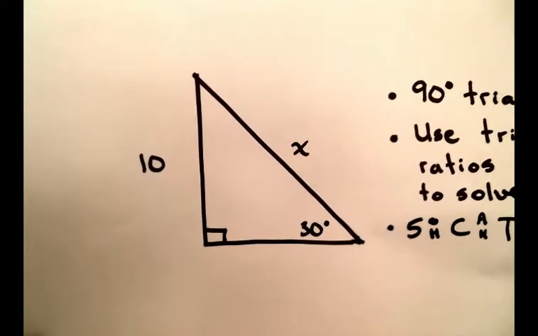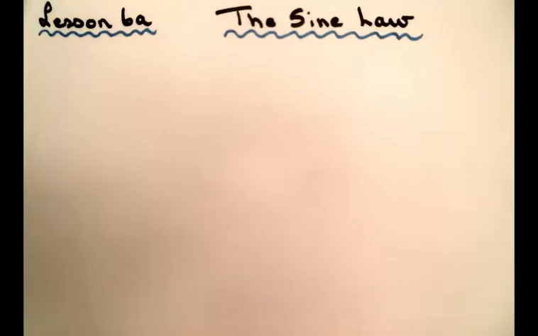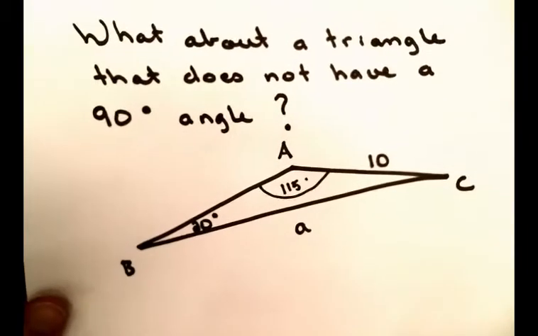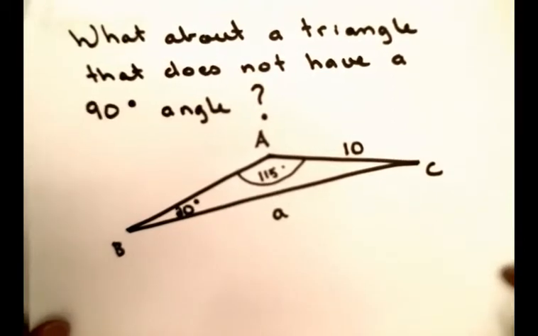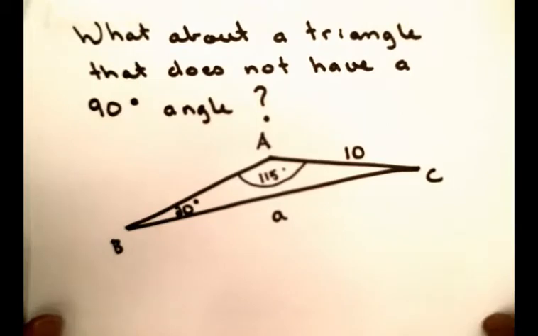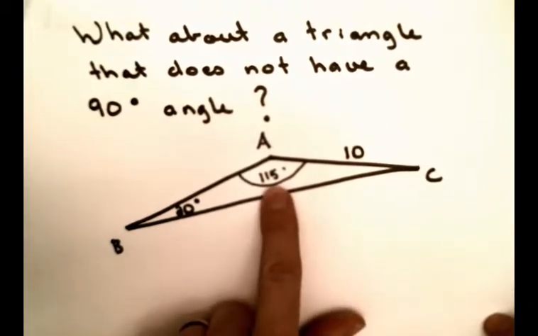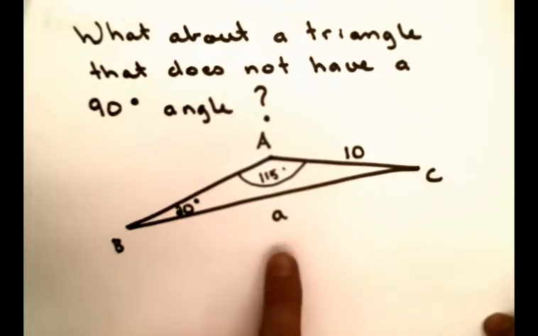Moving on though, what happens if we get a triangle that looks like the following? What about a triangle that doesn't have a 90-degree angle? Like this one, triangle ABC, and there's a big 115-degree angle here. You're told this one's 20, and let's say you want to find side A.